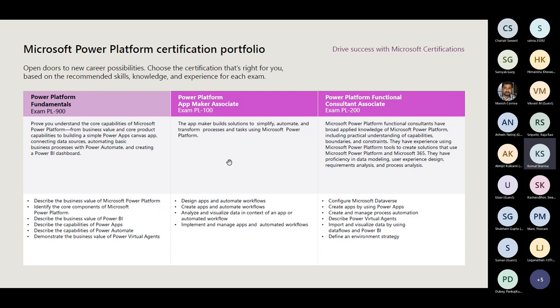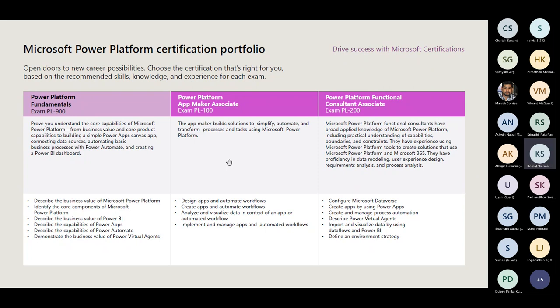PL-100 is the Microsoft Power Platform App Maker Associate exam. This exam basically focuses on how you build an app. Okay, so this is basically for designing an app and automation workflow for your organization. In this certification exam, you will learn how you can create apps and automated flows, how you can analyze and visualize data in the context of your app or your flows.